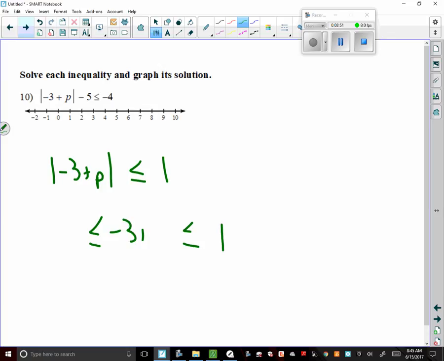this problem stays the same. And I'm also including that this quantity, negative 3 plus p, has to be greater than or equal to negative 1. So now this makes it convenient because you can add to all 3 sides. You end up with 2 is less than or equal to p, is less than or equal to 4. So when you graph it on the number line, it's solid circles because I want to include the 2 and the 4, and you just shade it between.